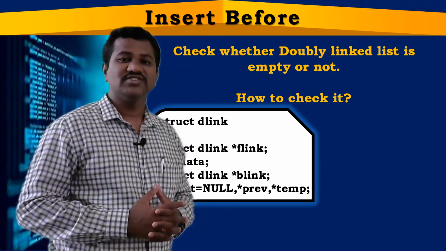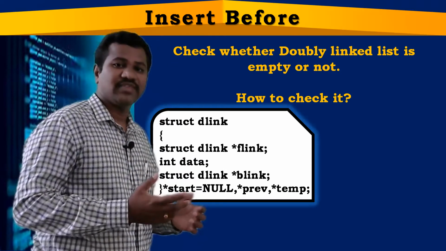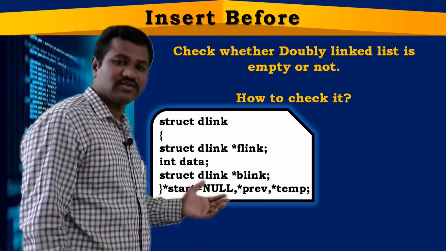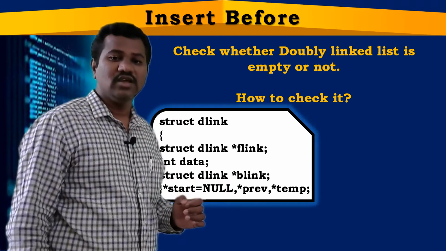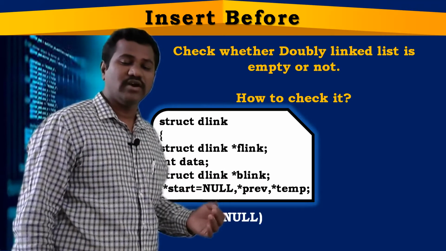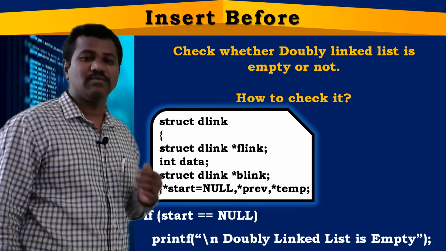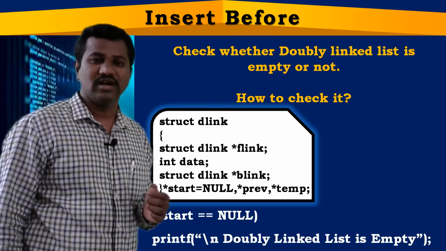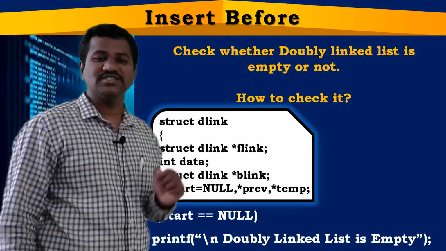The first step is checking whether the double linked list is empty or not. And how to check it? At the time of declaring the structure, we'll be storing null in the start pointer. When we call this insert before function, if your start pointer still contains null, then we need to give a message that the double linked list is empty. Double linked list is empty. So suppose a double linked list is not empty.